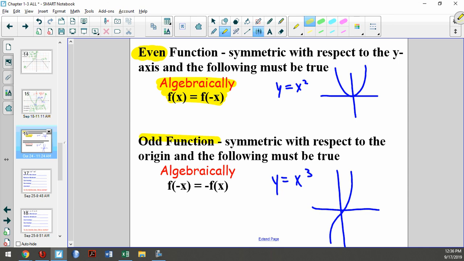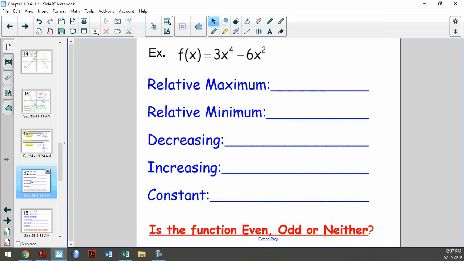So an odd function algebraically says that f of -x is equal to a negative being distributed into the function. So we're going to do a problem like you're expected to do tonight on the site homework. I'm going to show you how to do these. The first thing is, I need the relative max, the relative min, decrease, increase and constant. And now we're going to prove that this is even or odd.